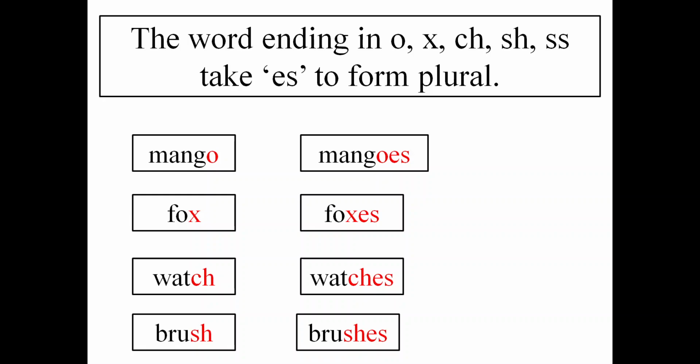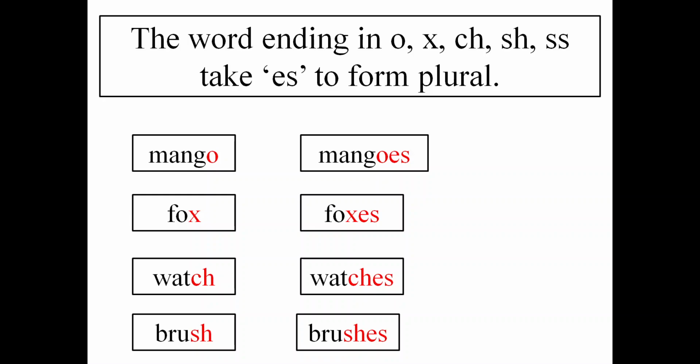Mango. The last letter in mango is O. So I will add ES. Mangoes. Fox. Last letter is X. So I will add ES. Foxes. Watch. WATCH. So in the last I am getting CH. So I will add ES. Watches.